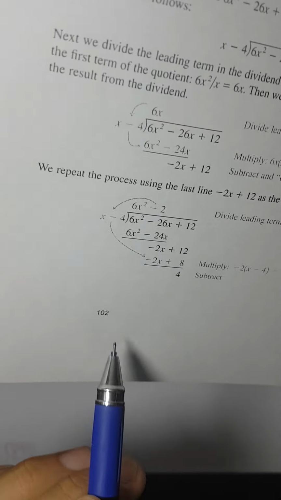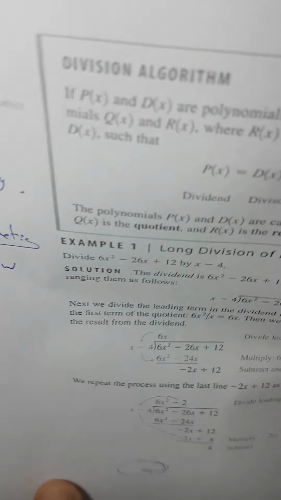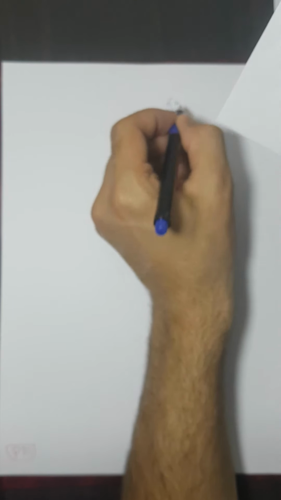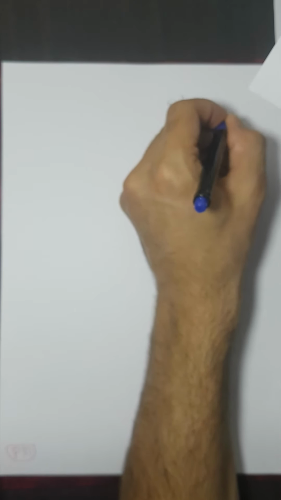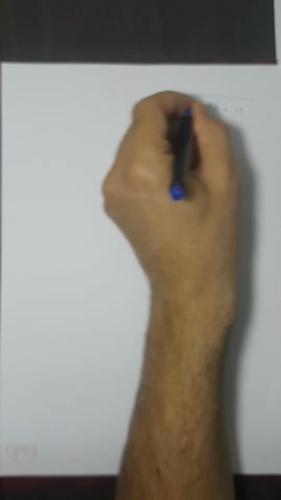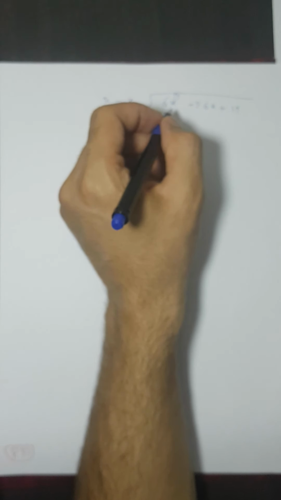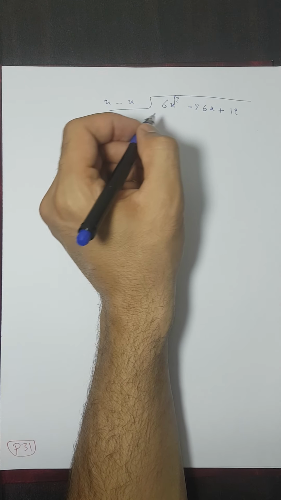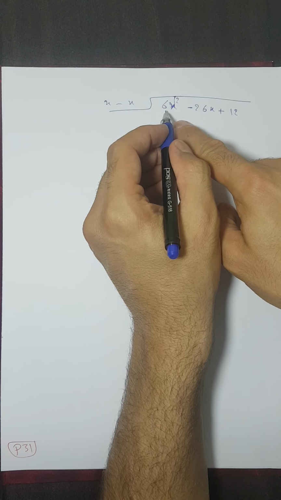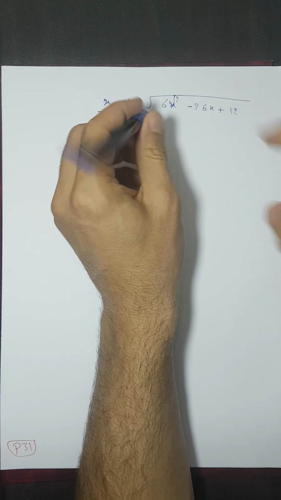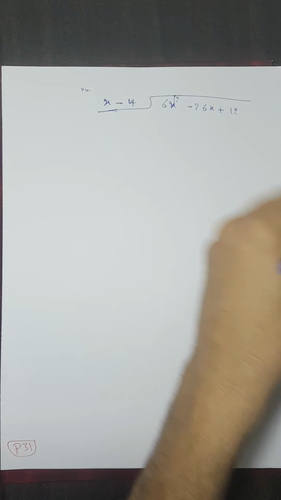For example, example 1, page 102. What does it say? Just divide this one by x minus 4. Now I'm writing it down for you: 6x squared minus 26x plus 12, divided by x minus 4. Because you have x squared and x minus 4, this is my divisor d of x and this is p of x.